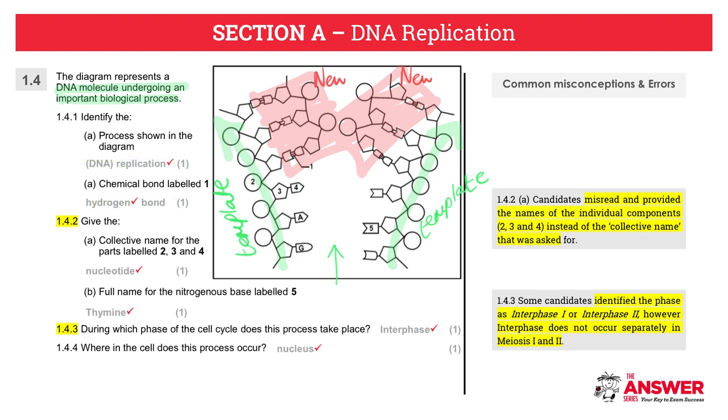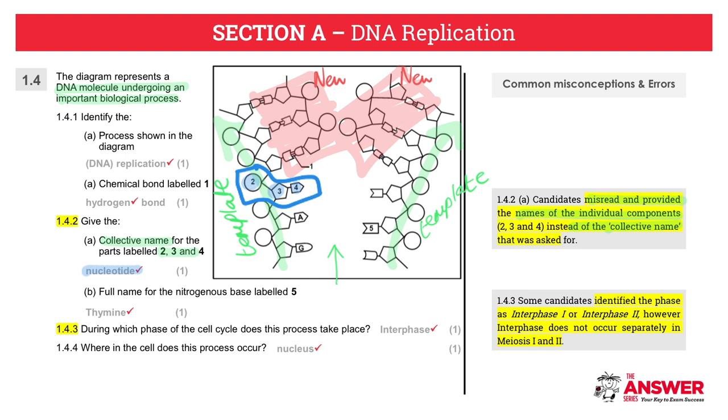Question 1.4.2 asks to give the collective name for the parts labeled 2, 3, and 4. Now, the diagnostic report comments on the fact that candidates misread and provided the names of the individual components 2, 3, and 4 instead of the collective name as it was asked for. A better way to possibly have asked this question is to rather have added a little block around that section rather than giving them individual numbers, because this does contribute to the problem the diagnostic report mentions, especially for third language speakers. So they wanted the answer nucleotide, which refers to that whole structure consisting of a phosphate group, a deoxyribose sugar, and some other nitrogenous base represented by number 4.